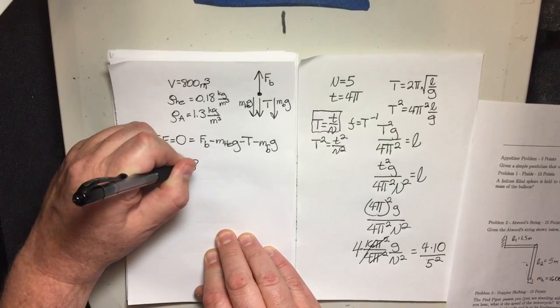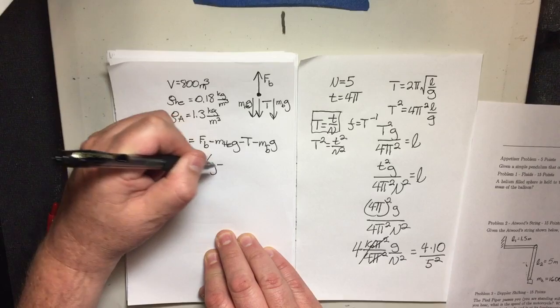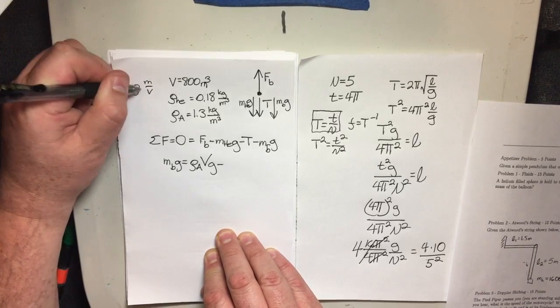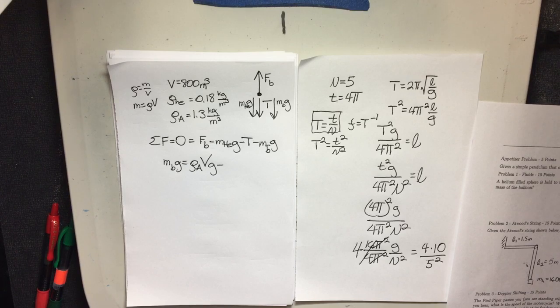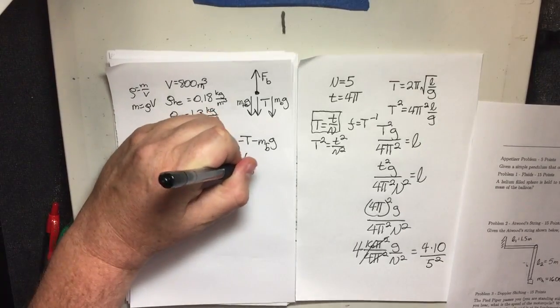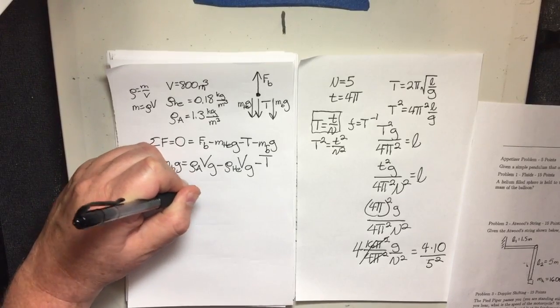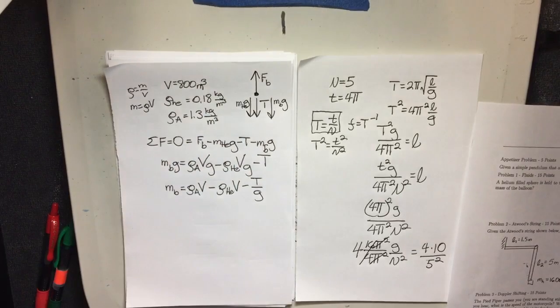M_B G equals the buoyant force, density of air, that's the fluid being displaced, times volume times gravity, minus the mass of the helium. We don't know that, but what we do know is that density is mass over volume, so mass is density times volume. So this becomes density of helium, volume, gravity, minus tension. Divide everything by G. The mass of the balloon is density of air times volume, minus density of helium times volume, minus T over G. And then you just plug and chug everything. You've got density of air, helium, and volume. You've got tension, gravity is 10, done.